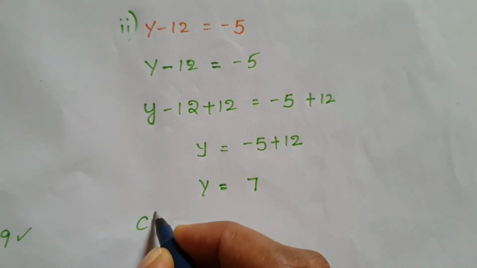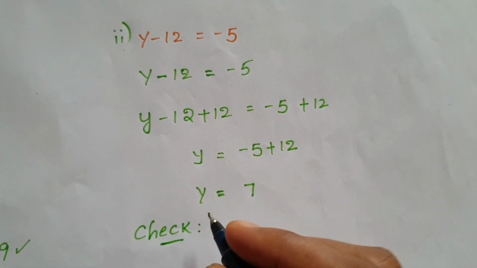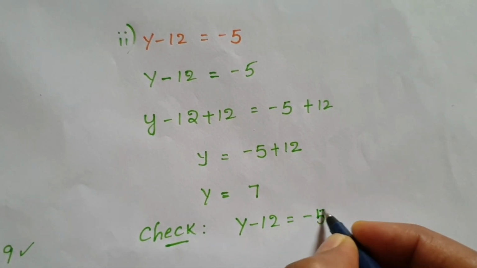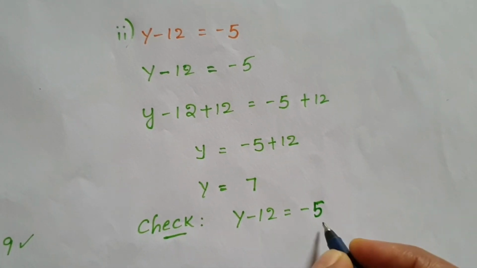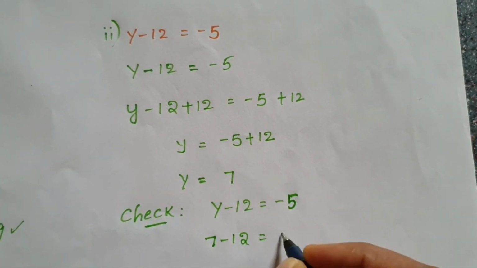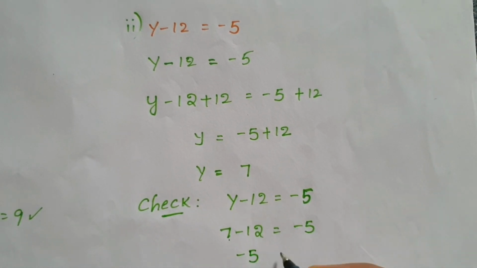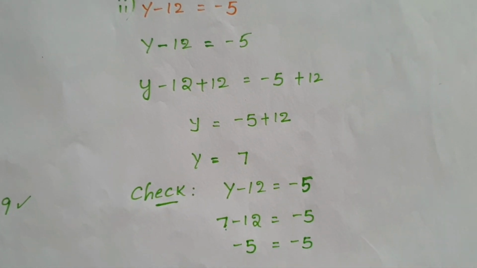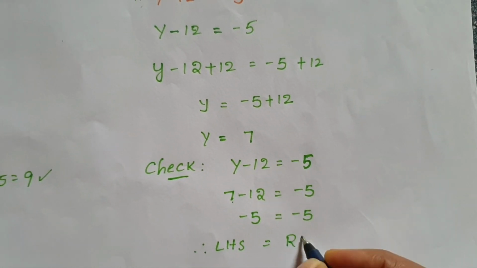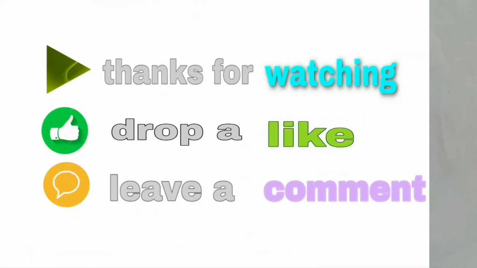And verify. Verify is nothing but check. So y minus 12 equal to minus 5. LHS, RHS. Y, put 7, keep. 7 minus 12 equal to minus 5. 7 minus 12 is minus 5, equal to minus 5. Here observe. Therefore, LHS equal to RHS. This is the method without transposing.